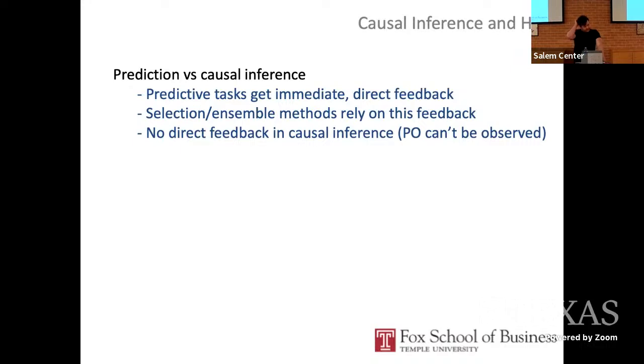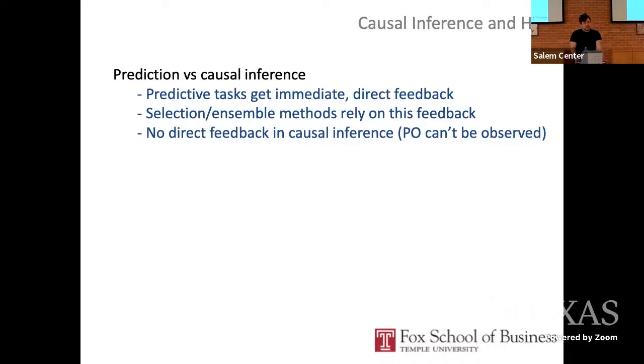Coming from more of a prediction background, I think there's a clear reason why this is the case, right? If you contrast prediction and causal inference, the main difference is that in predictive tasks, you get immediate direct feedback. If I have a method I'm proposing, and the goal of that method is to predict the inflation next month, then I only need to wait until next month to see if my model actually works or not, right? If it doesn't work, I'll know next month. If it does work, I know next month.